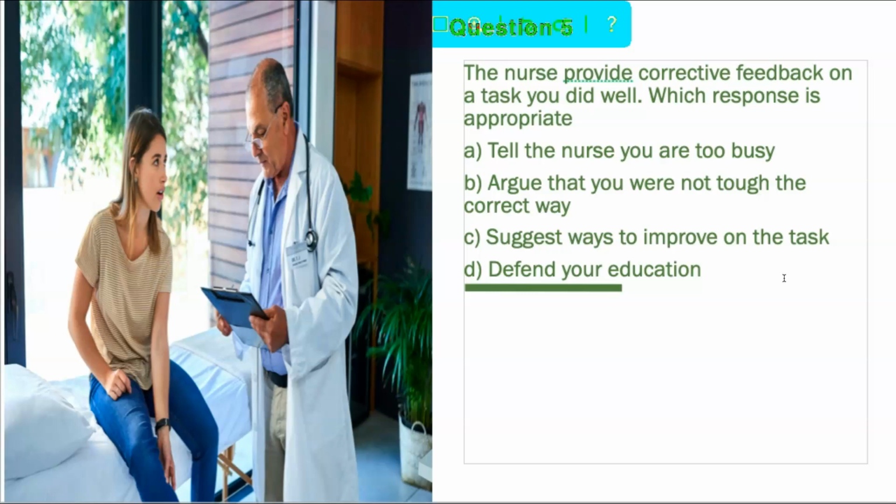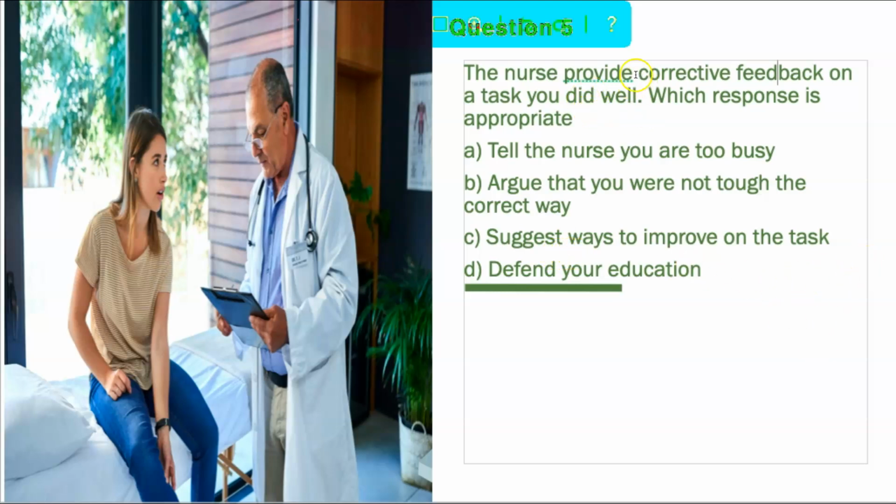Why is she providing feedback? And how do you respond? A, tell the nurse you are too busy. B, argue that you were not taught the correct way. C, suggest ways to improve on the task. D, defend your education. What do you think is the answer? Definitely not A, definitely not B, and not D. The only one that makes any sense will be C. Suggest ways to improve on the task.